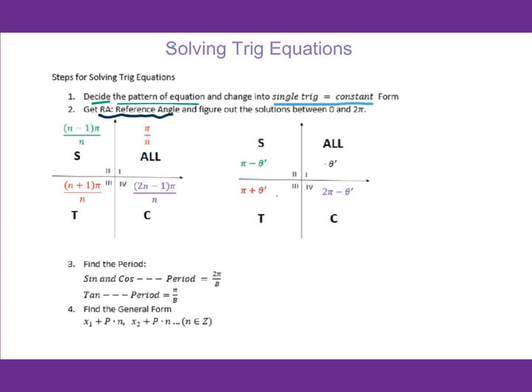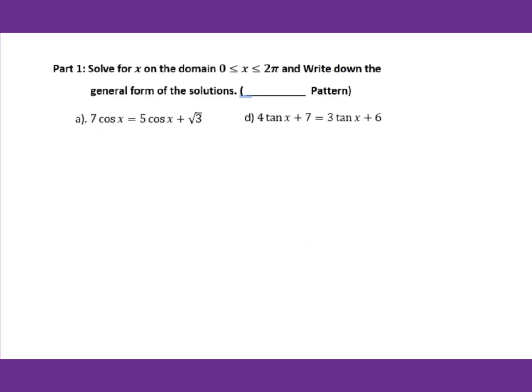Find out the reference angle and figure out the solutions between 0 to 2 pi by using the following two diagrams. Then you will figure out the period. For sine and cosine, period equals 2 pi over b. For tangent, that's pi over b. Then you can figure out the general form for the solutions.